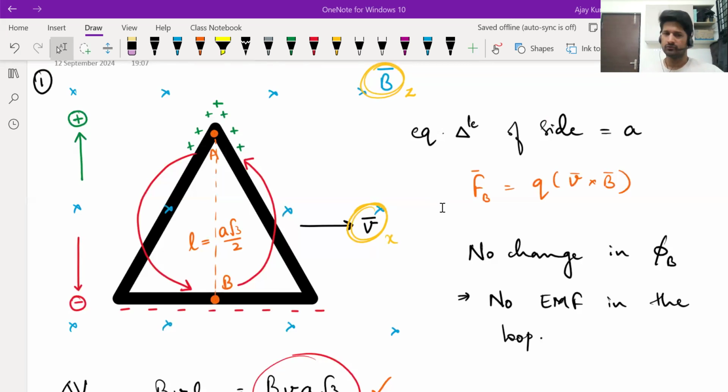See, if a conductor moves in a magnetic field, charge separation will occur. So there will be a potential difference between some points. That will always be there if a conductor moves in a magnetic field. But for the loop as a whole, since this loop is entirely inside the magnetic field and stays inside it, the flux is not changing. So for the loop as a whole, the EMF is 0.